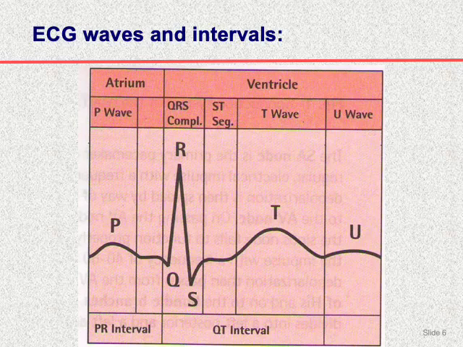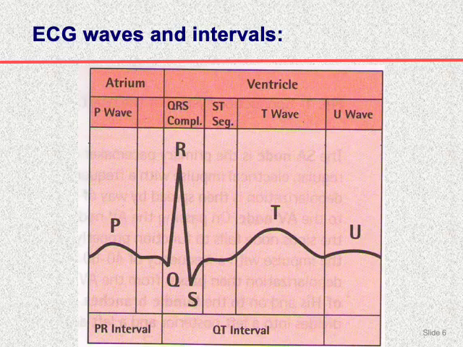We have at the end a small wave, which is sometimes seen, sometimes not seen, and it has a debatable etiology. It may be the late portion of ventricular repolarization, or sometimes called repolarization of the Purkinje system. This is an unknown mechanism. We have also the QT interval. This QT interval reflects both ventricular depolarization and repolarization.